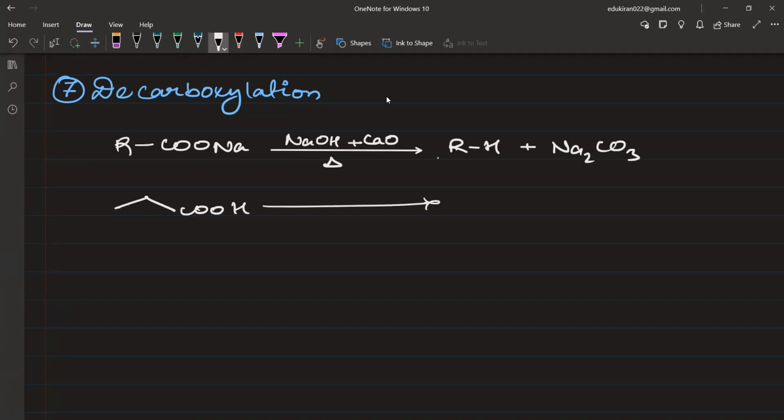For example, if you have this COOH with NaOH plus CaO in the presence of heat, what will I get? Tell me, guys. What will be the alkane? How many carbons in the alkane? Here we have 1, 2, 3 carbon atoms. So in the product, I will get an alkane of how many carbons? Look at this and look at this. 2 carbons, right? CH3, plus Na2CO3.